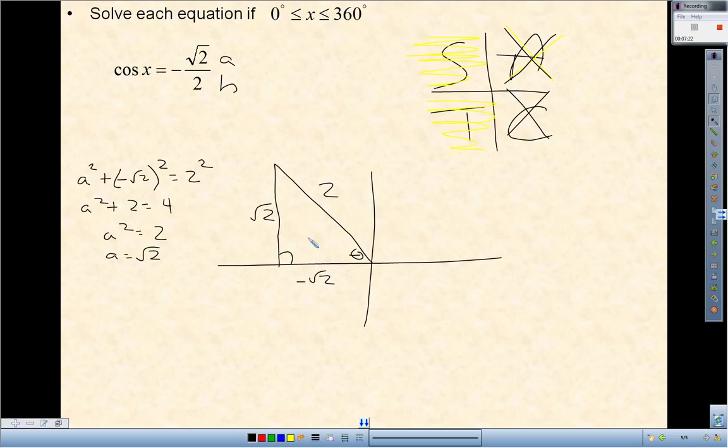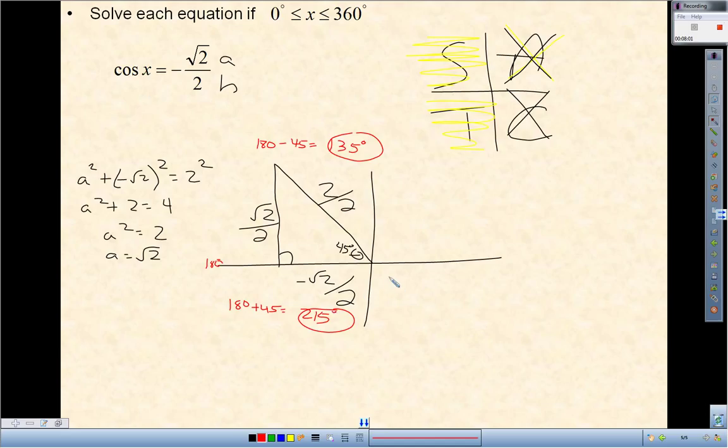Again, this doesn't look like one of my special rights, but I can make it one by simply dividing everything by 2, and by doing so, I bet you can figure out what triangle this is. This is a 45-degree reference angle, so I need to find what this angle is. To find the actual angle, this is 180 degrees, so 180 minus 45 would be 135 degrees, which is one of my answers. And then we knew the other one was in quadrant 3, so that would be 180 plus 45, so my other answer would be 225 degrees. So that would be my two answers.